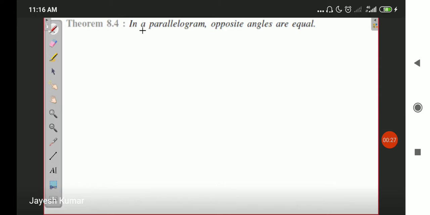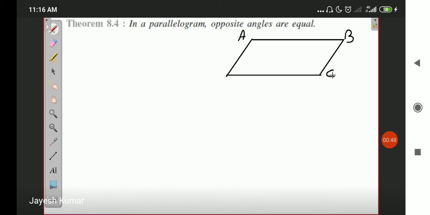Theorem 8.1: in a parallelogram, opposite angles are equal. So once again, let me draw the parallelogram for you. This is the parallelogram and let us name it ABCD. In this parallelogram, that is all that is given to us, that ABCD is a parallelogram.